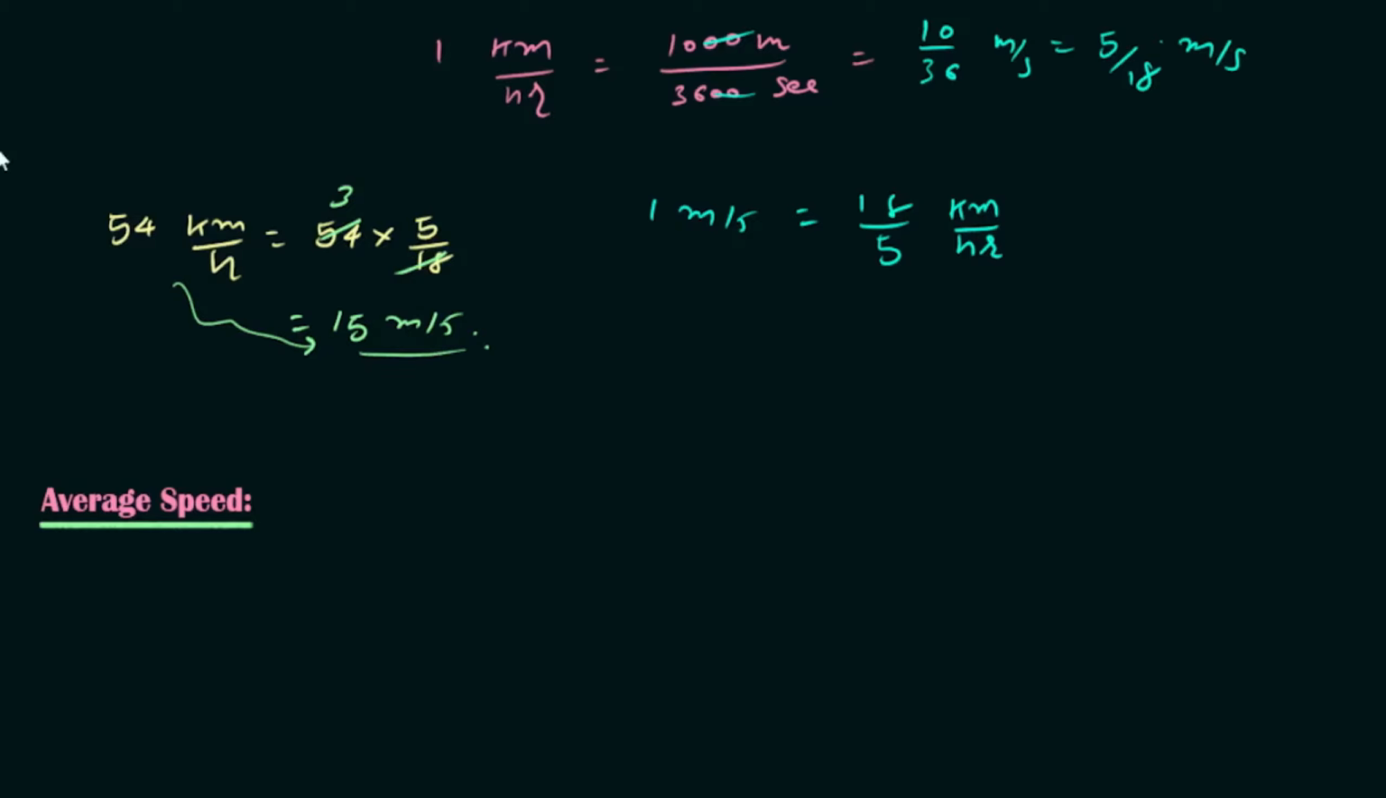Also, if I want to convert 20 meter per second to kilometer per hour, it can be written as 20 into 18 upon 5. Here it will be 4, so 18 fours are 72 kilometer per hour. That's how we can convert kilometer per hour to meter per second and meter per second to kilometer per hour. So that's all for the basic concept of speed. Now let us move to the average speed.